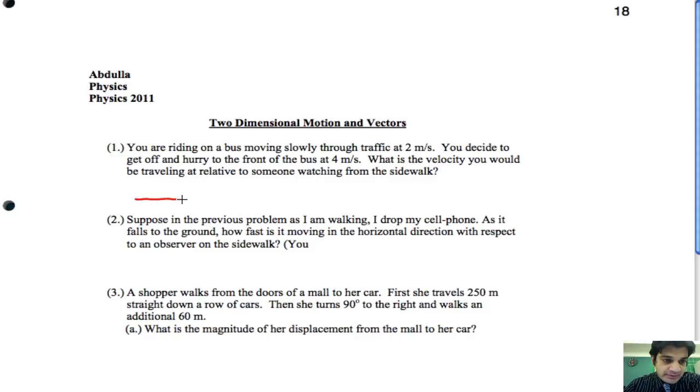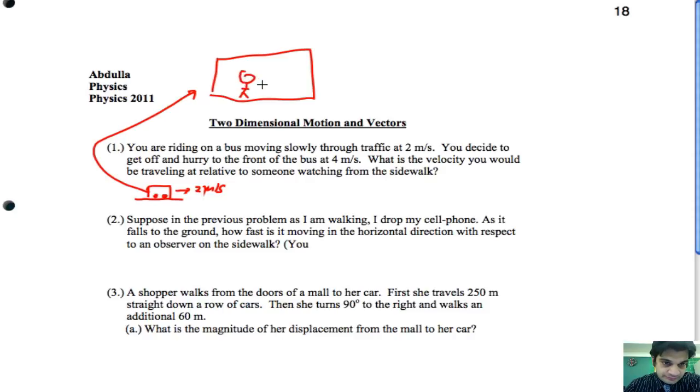So we have a bus right here, and of course it's moving at 2 meters per second. Wow, that's almost a not bad drawing. And of course, if we were to magnify this bus, what we'd see is a person on board zipping forward at 4 meters per second.